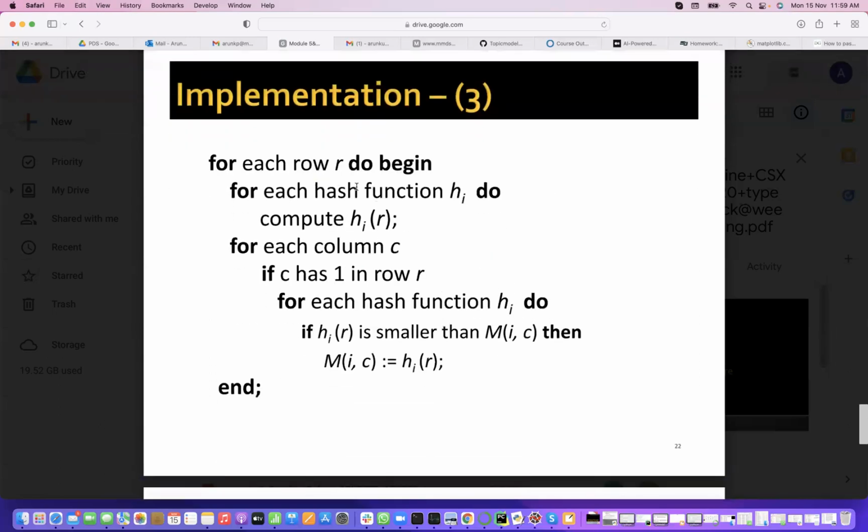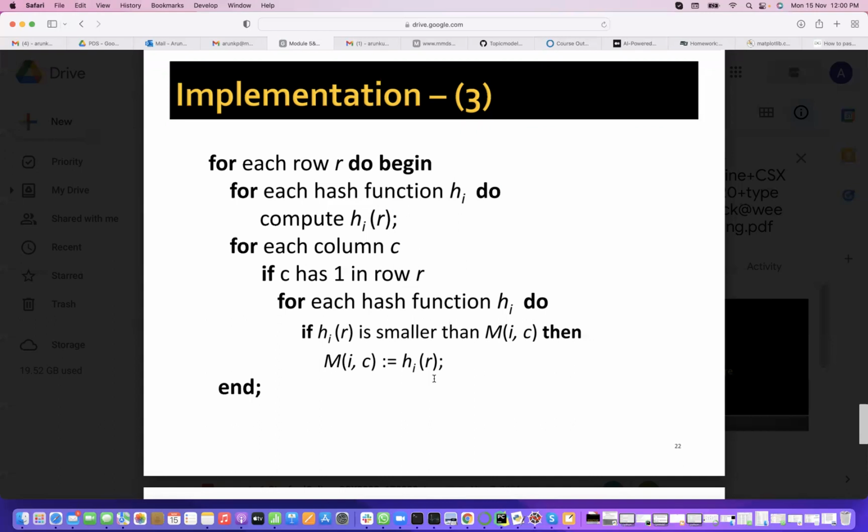For each row, for each hash function hi, compute hi(r). This is nothing but to which row you are going in the permuted order. This is the hash map, right? For each column c, if c has 1 in row r, it means the original order is r and the permuted order is hi(r). For each hash function hi, if hi(r) is smaller than M(i,c), meaning your permuted row number is smaller than M(i,c), then M(i,c) equals hi(r).